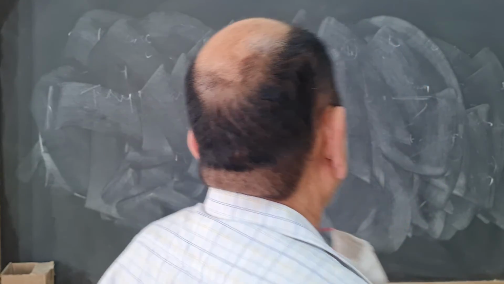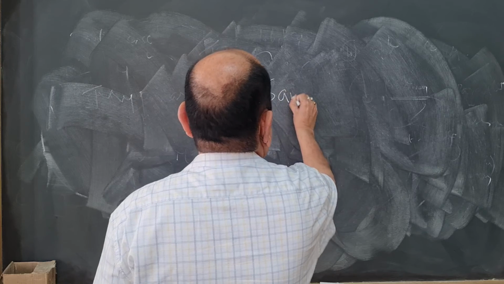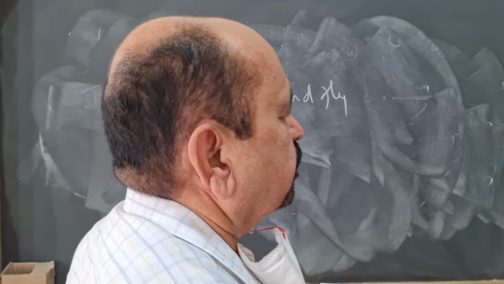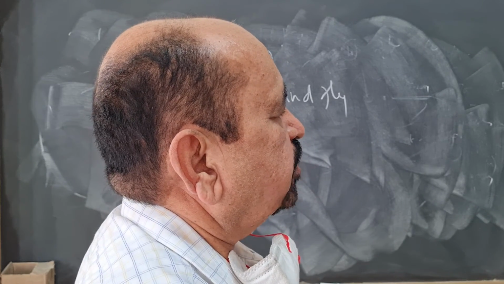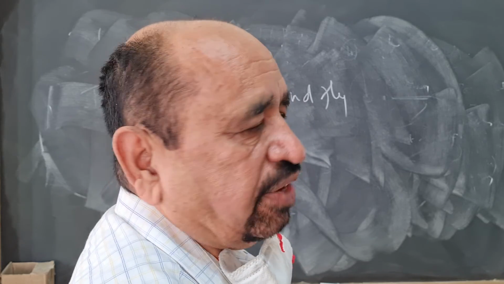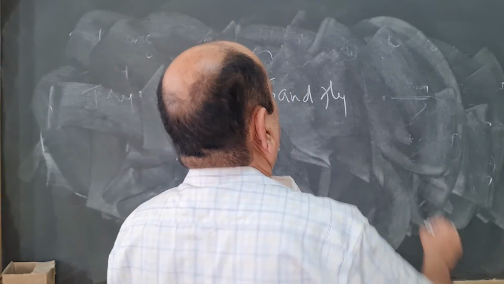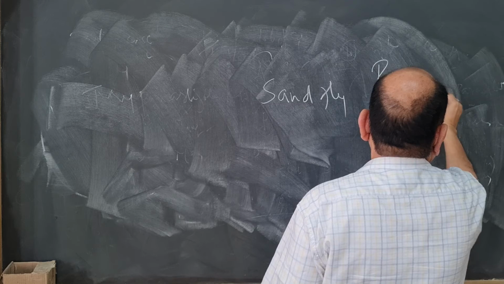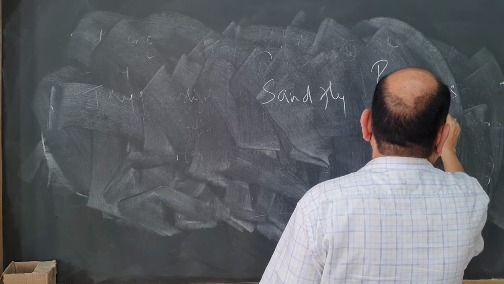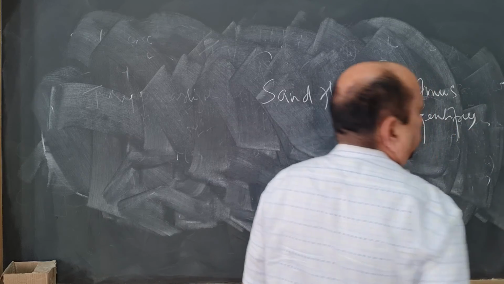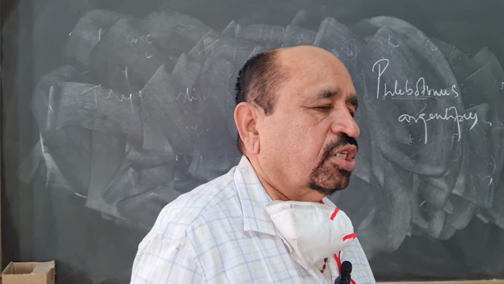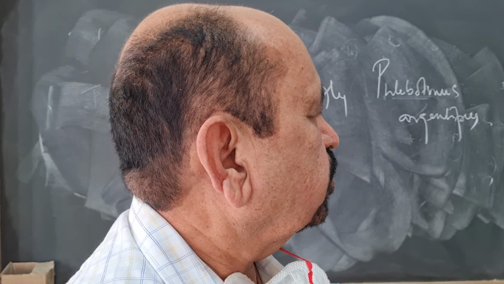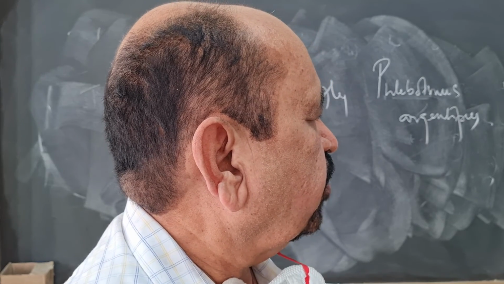Third point, vector. It is transmitted by sand fly. The zoological name for this sand fly is Phlebotomus argentipes.